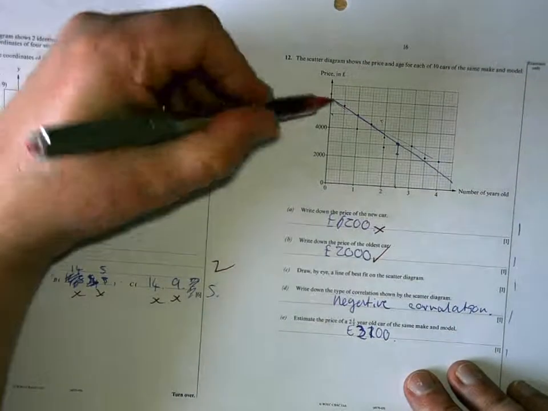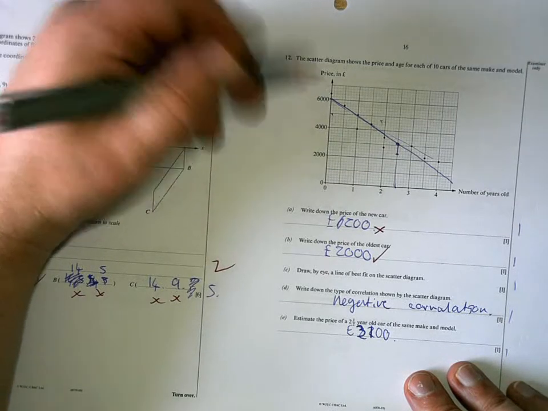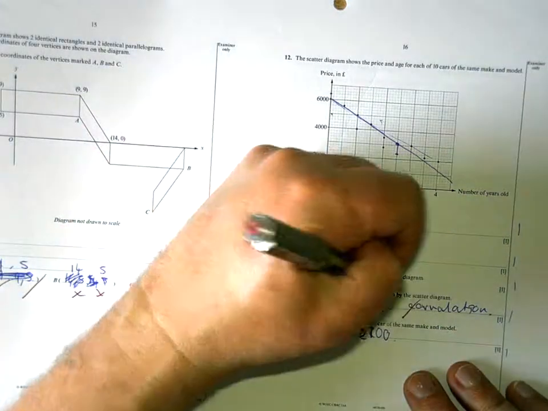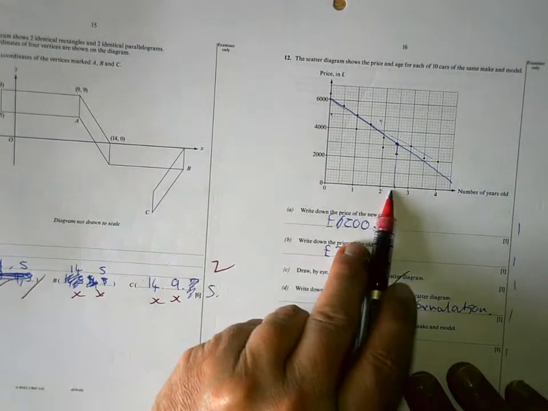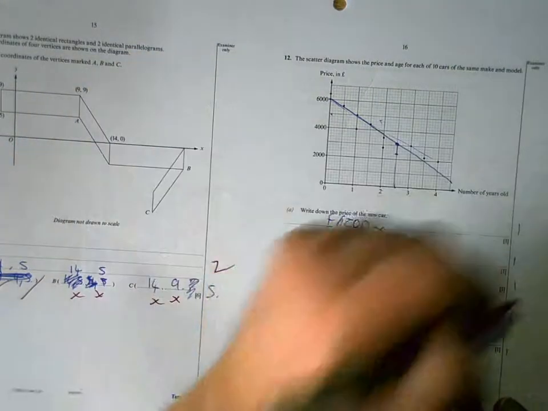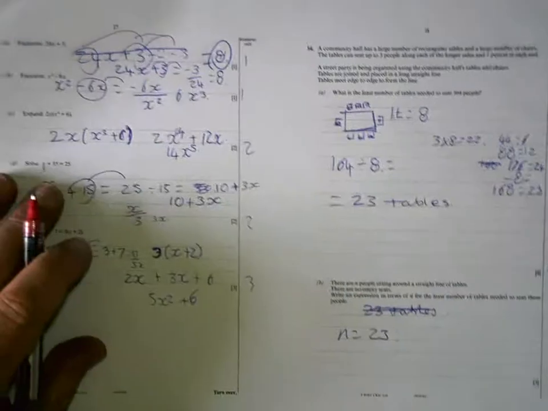6,200 isn't right. Each of these little squares is 200, not 100. Negative correlation is right, that's okay. And then 2.5 years on yours is about 3,100, that's okay. So you've got 4 there, 6 for the page.